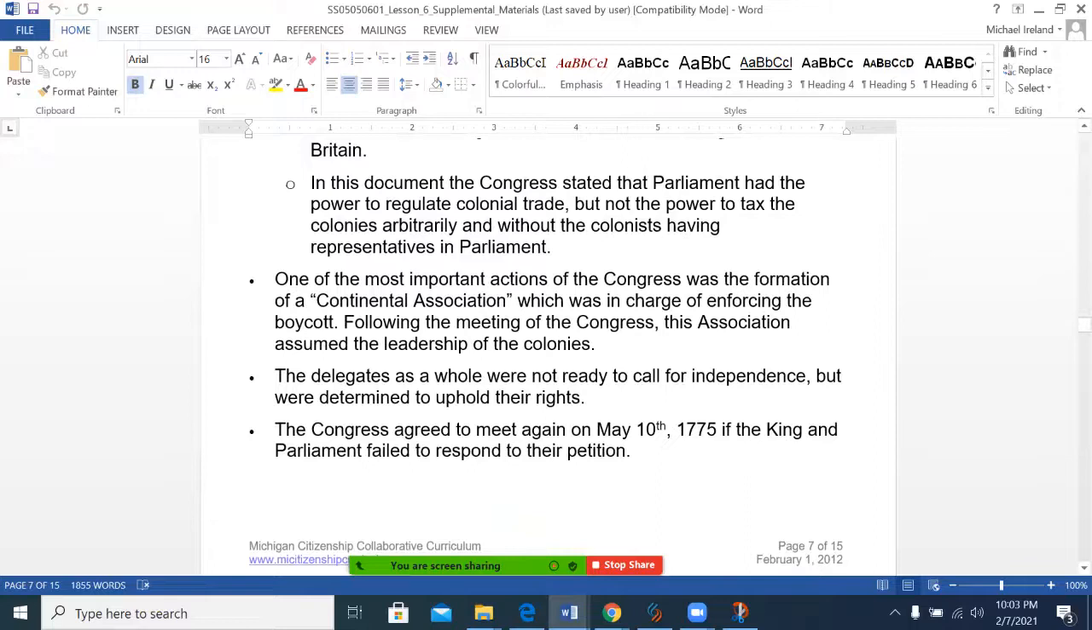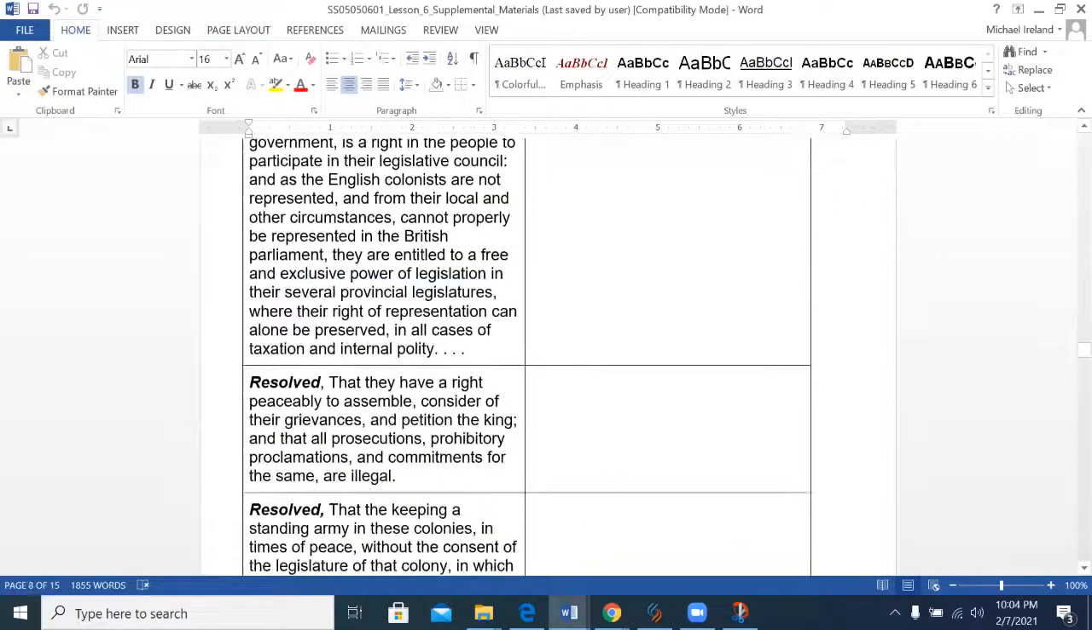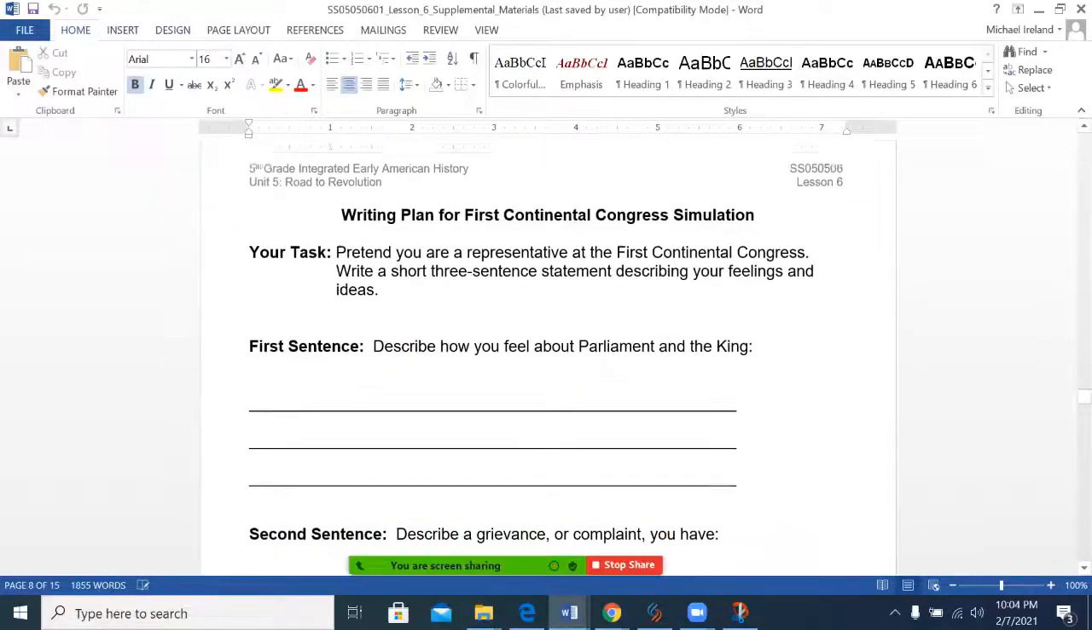One of the most important actions of the Congress was the formation of a Continental Association, which was in charge of enforcing the boycott. Following the meeting of the Congress, this association assumed the leadership of the colonies. The delegates as a whole were not ready to call for independence, but were determined to uphold their rights. And they agreed to meet again on the 10th of May, 1775, if the King and Parliament failed to respond to their petition. And we'll talk about that page momentarily, too.